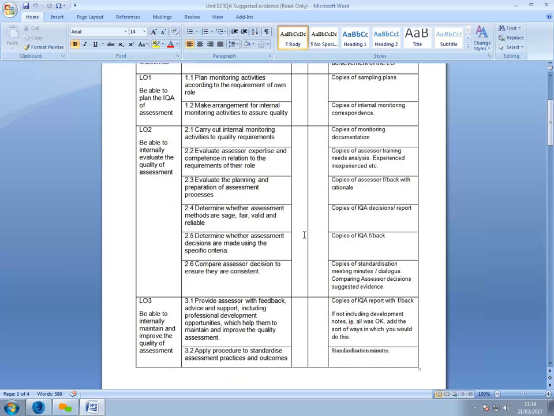Two point four. Determine whether assessment methods are fair, valid and reliable. So again, this is looking at assessment methods, and it says copies of the IQA decisions and the reports. If the assessment processes can be carried out properly, fair, valid and reliable, then that will say so in the IQA decisions and reports. If an assessor is continually getting feedback from the IQA to say, I don't agree with your decision on this, or you need to look at that, or you need to look at the other, then obviously there's an alarm bell ringing that you should be looking at. And these can be covered, of course, in the standardisation meetings. That was looking at fairness, if you remember what I said, right across the board, so that you've got a fair and reliable assessment process.